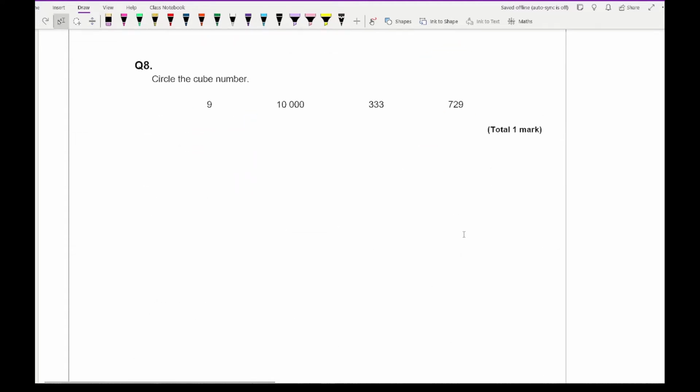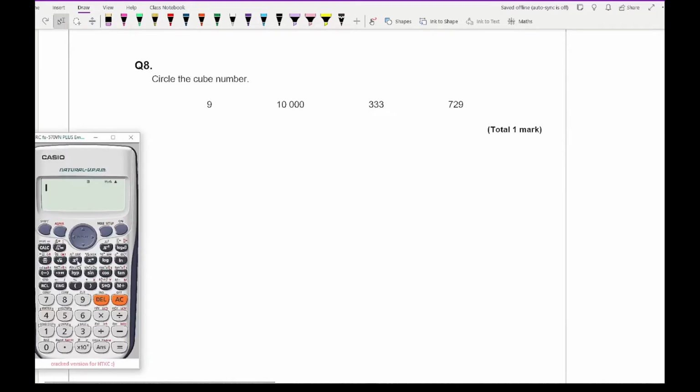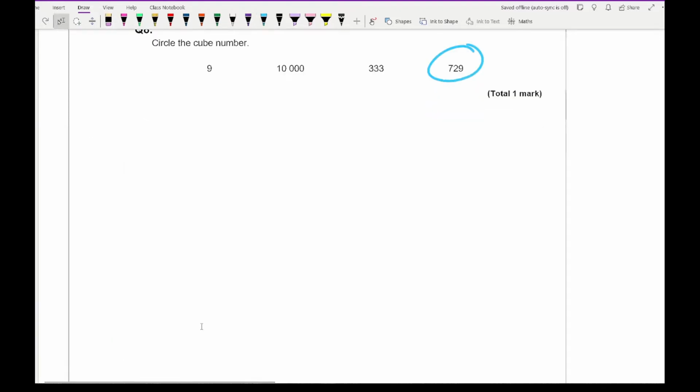Moving on to question 8, it says circle the cube number. Now again, if you're ever unsure about these questions, you can be smart and just cube root each of these numbers. So looking at the calculator, where the cube root is, if I do the cube root of 9, what I'm looking for is a whole number. So that doesn't work. So let's try 10,000, which doesn't work. Then let's try the next number, which is 333, which doesn't work, so it must be this last one, 729, and it gives me 9, so the last one is the correct answer.